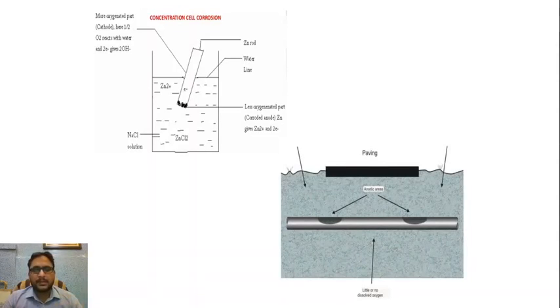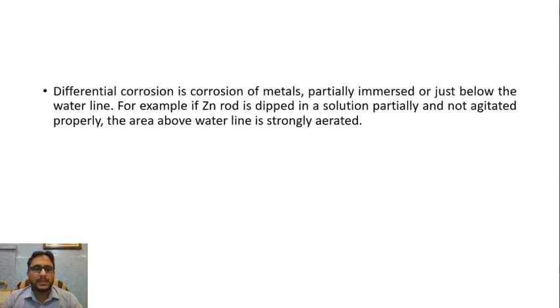When they are laid down for some type of supply, due to poor supply of oxygen, they also start releasing electrons, undergoing oxidation, and therefore get deteriorated over a period of time. So this type of concentration cell corrosion, or the differential aeration corrosion, is very common and very, very important. Again, you can see the differential corrosion is corrosion of metal partially immersed or just below the water line.